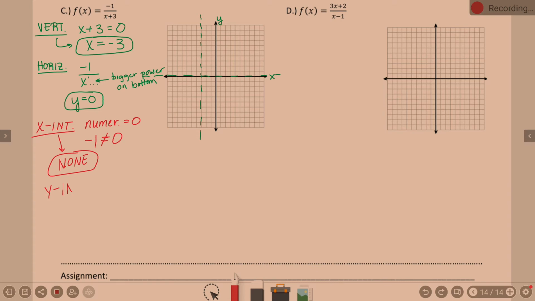What about a y-intercept? Do we do any better on that front? For the y-intercept, we're going to let x equal 0. What do we get when we put 0 in for x?